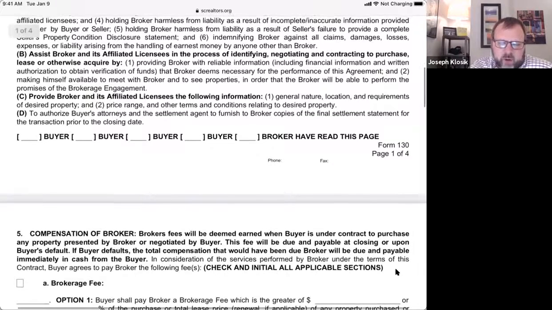And then it talks about some hold harmless stuff, which is always fun, right? You won't hold me liable for any incomplete, inaccurate information. If the seller fails to provide this, I can only relay information that they give. You'll assist the broker in the process of identifying, negotiating, and contracting the purchase, which basically means that they're going to give you reliable information.